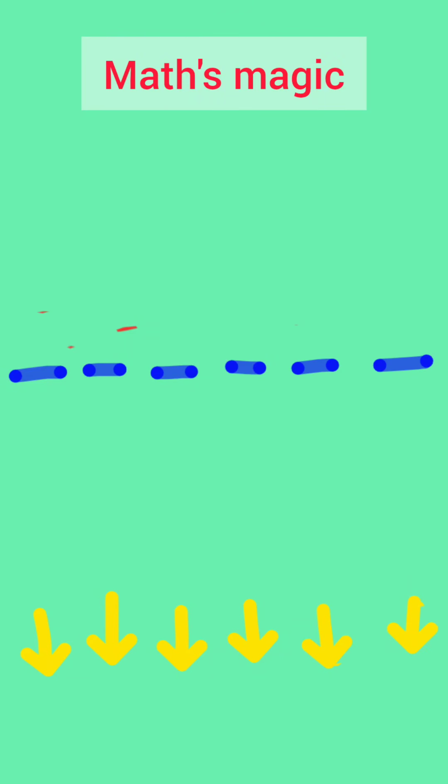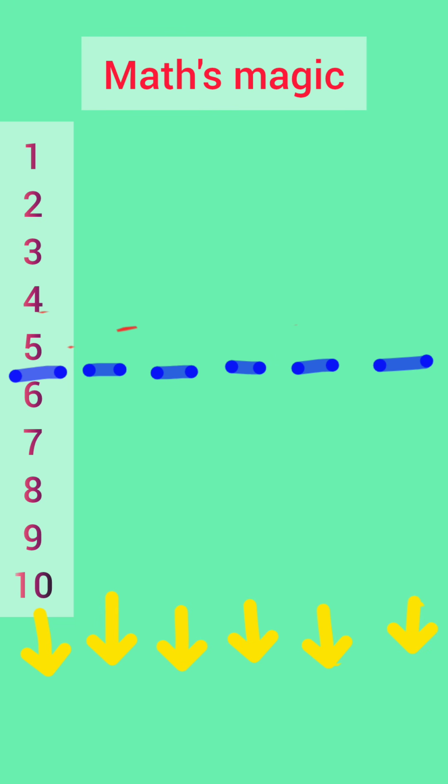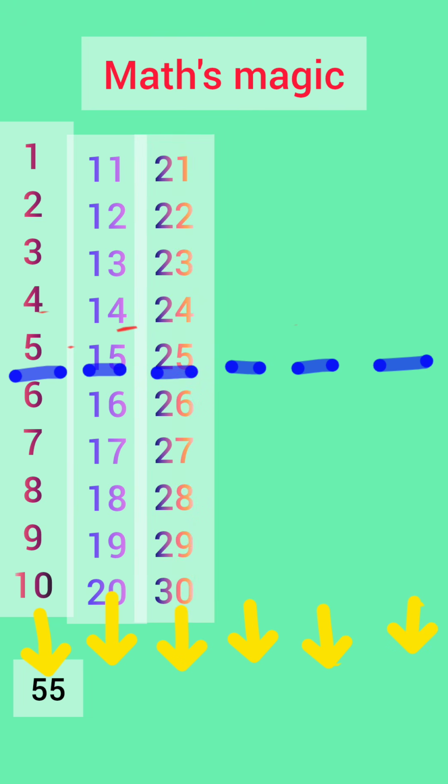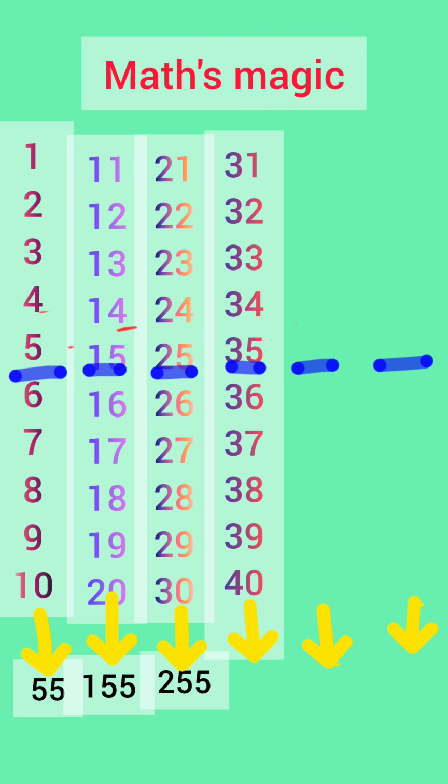Maths magic. Look here. The sum of 1 to 10 is 55. The sum of 11 to 20 is 155. The sum of 21 to 30 is 255. The sum of 31 to 40 is 355.